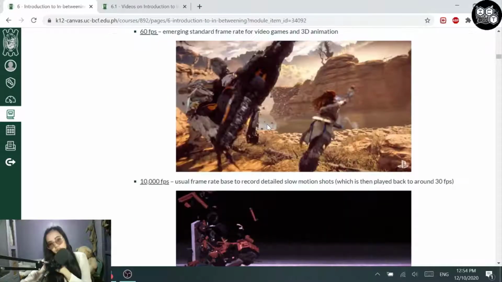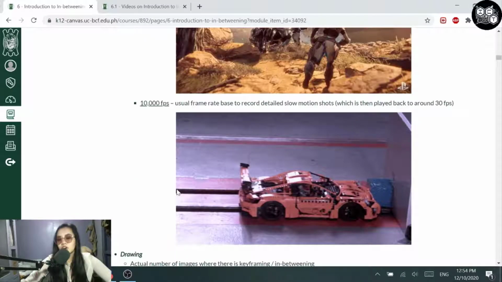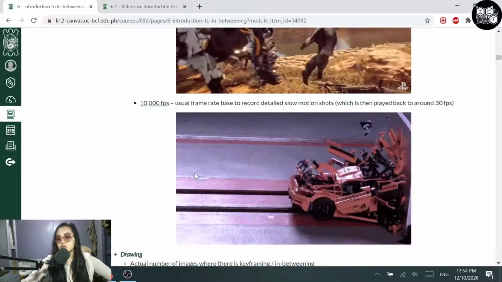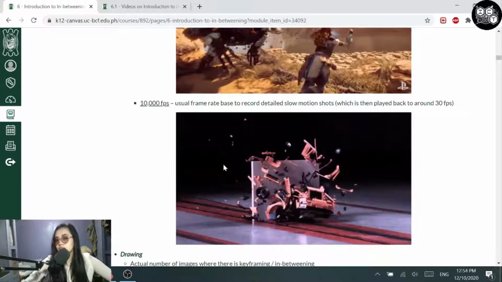We also have other examples. We have 60 FPS, which I've stated is usually the emerging standard frame rate for video games and also for 3D animation. And then we have the really ridiculous ones, the slow motion cameras, where the standard is around 10,000 FPS.